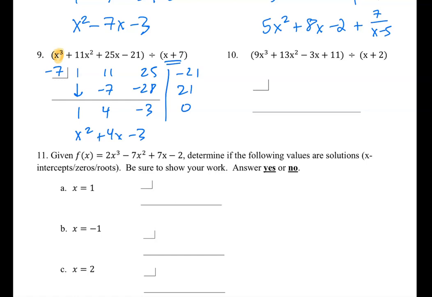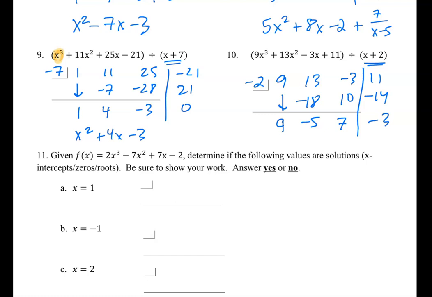Okay, and then we have x plus 2, which is -2. Okay, 9 times -2 is -18, so that's -5. -5 times -2 is +10, so that's 7. 7 times -2 is -14, so that's -3. Sorry if I'm going fast. I will try to slow it down.